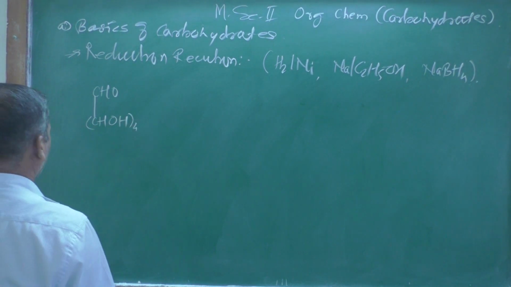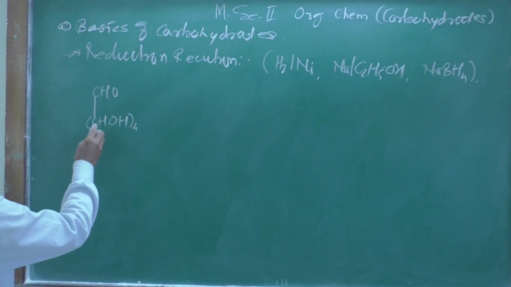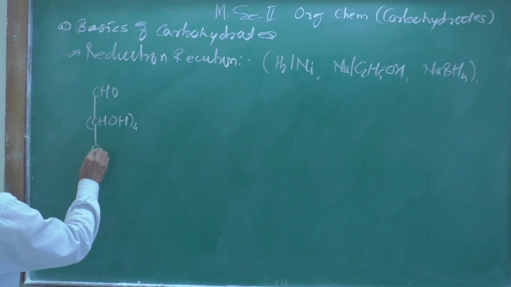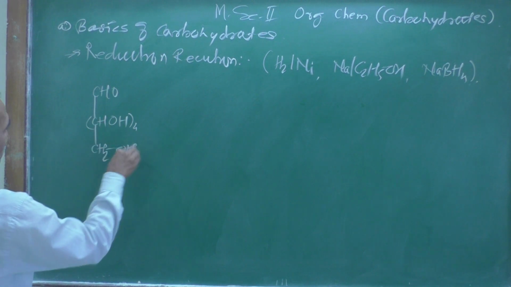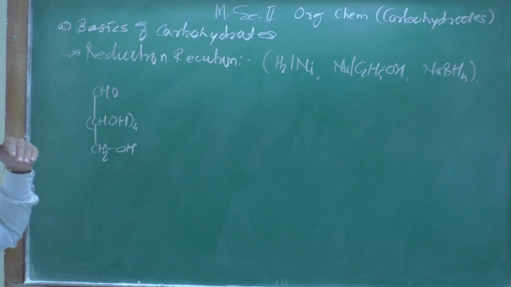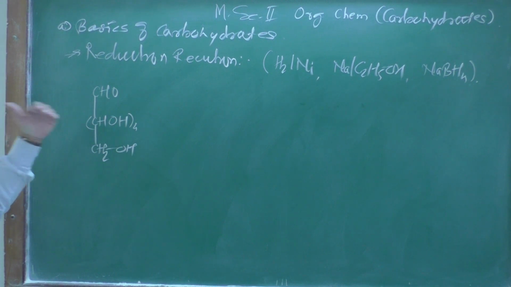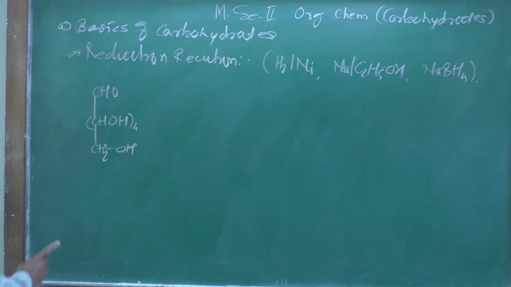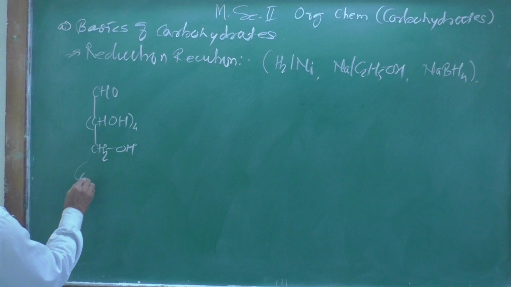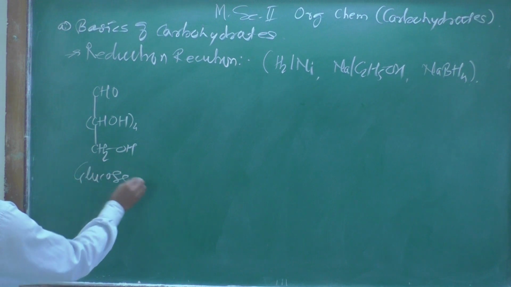There are four secondary hydroxyl groups present, and then CH2OH, primary. So this is a general way of representing this alcohol, this glucose molecule. We know that it is a glucose molecule.